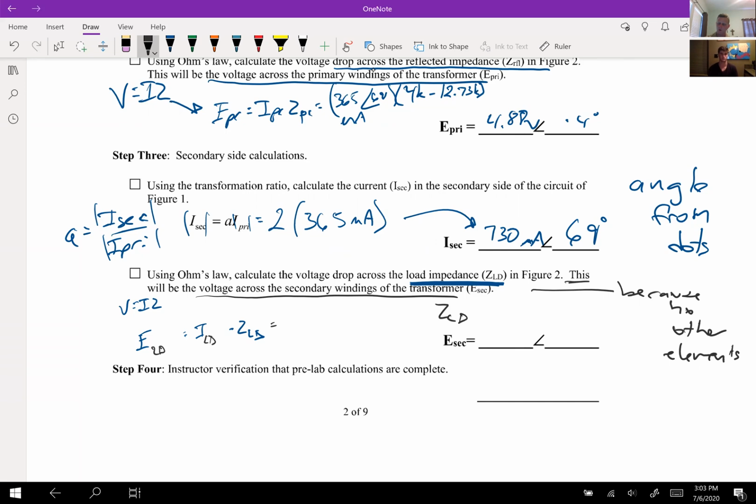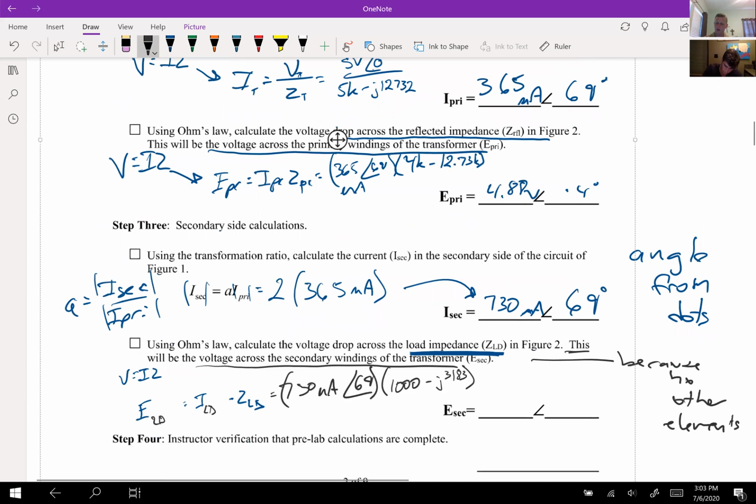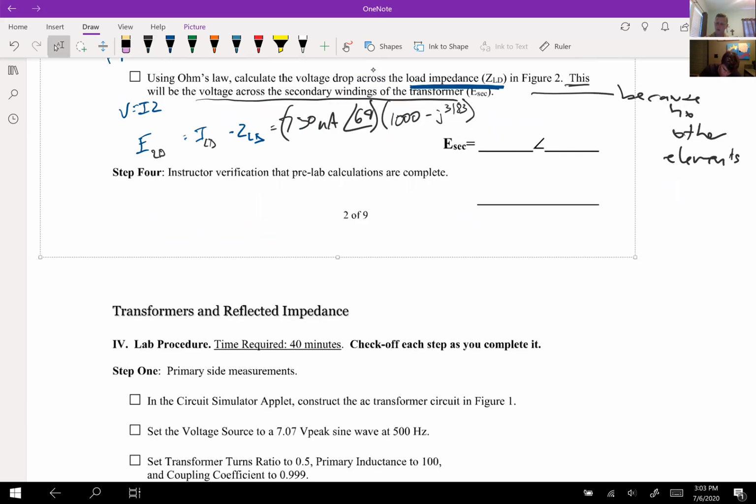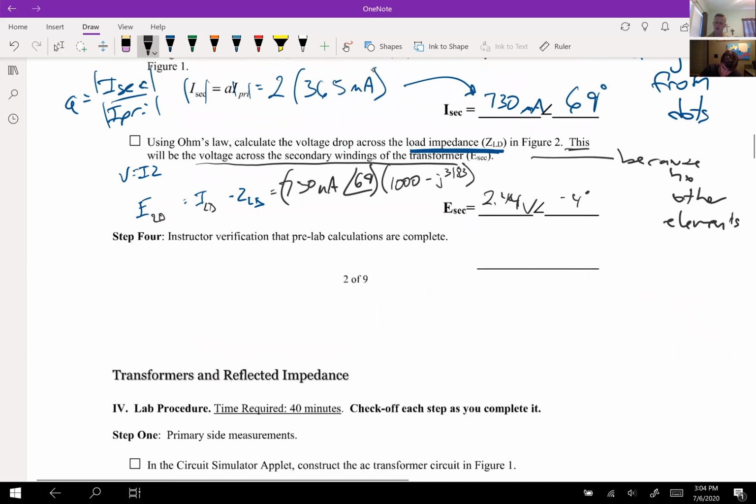So I can rearrange, or I load is the I secondary, 730 microamps, angle 69, times the Z load, which was 1,000 minus j3183, right? Double check that. Yep, 1,000 minus j3183 was the Z load. Plug that in the calculator, and I get 2.44 angle -4 degrees. That's volts, 2.44 volts. And that makes sense when I look up above and see that it was 4.88 angle -4.